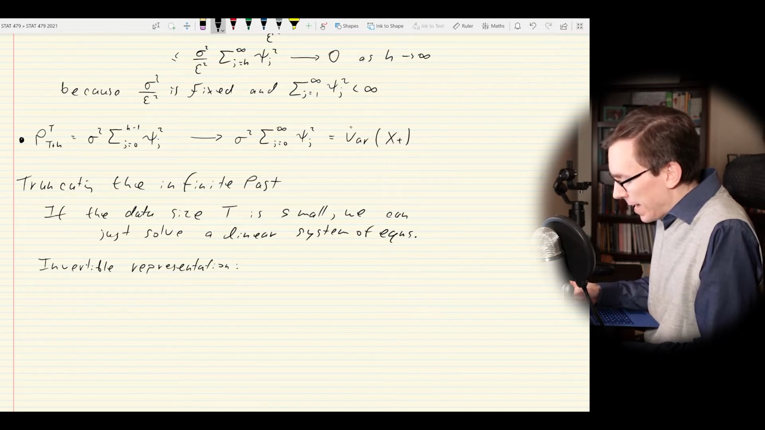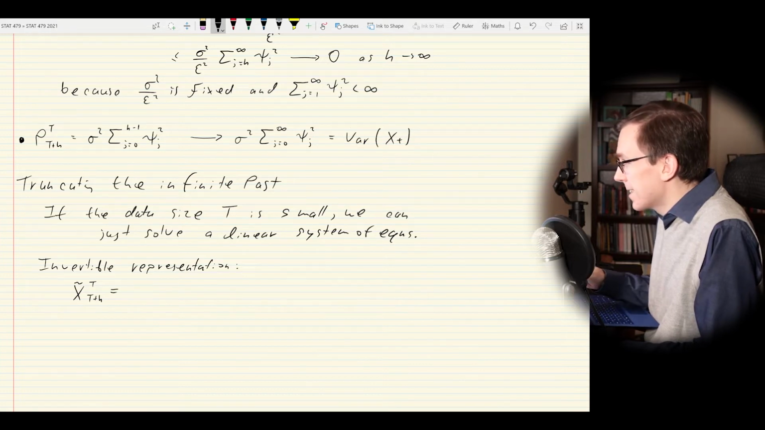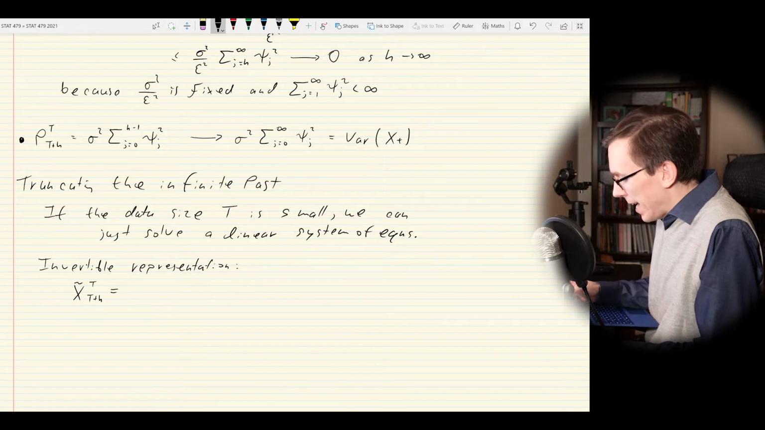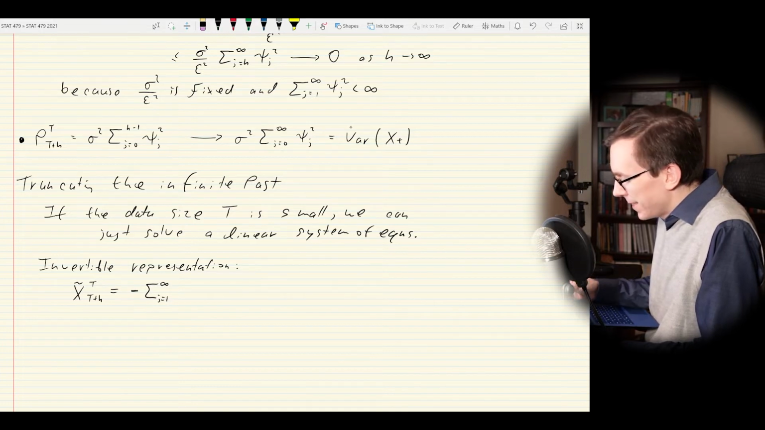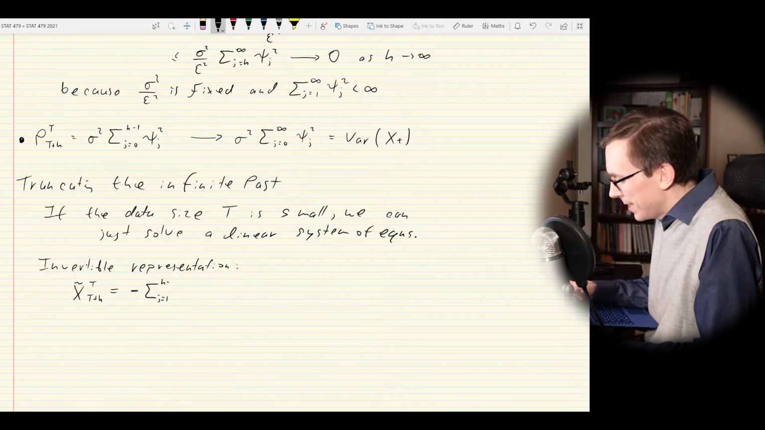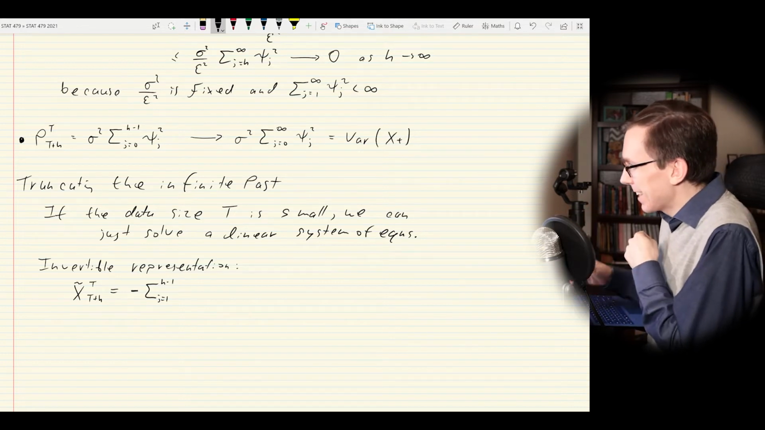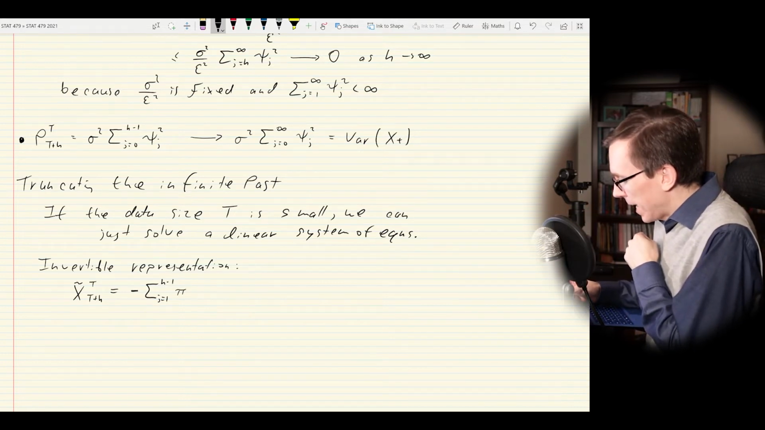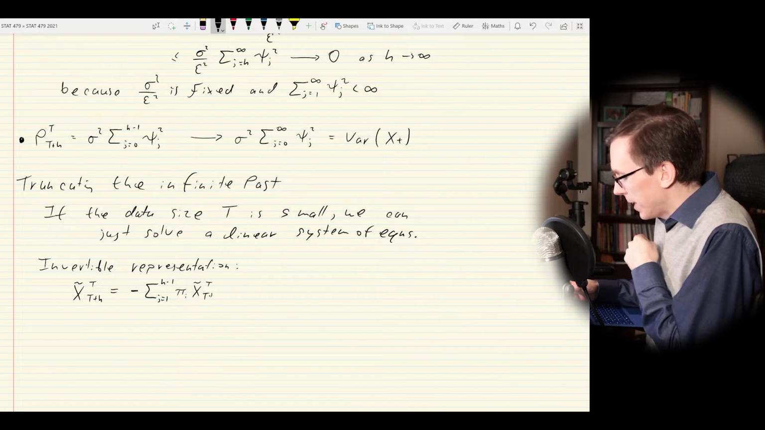then what we have is that x tilde t plus h is going to be, well, two things. First of all, we have terms that lie in j from 1 to h minus 1. These are the things that lie outside of our data set, in the future of our data set. We have our pi j and our x tilde t plus h minus j.